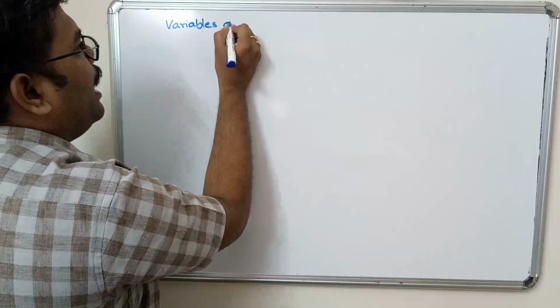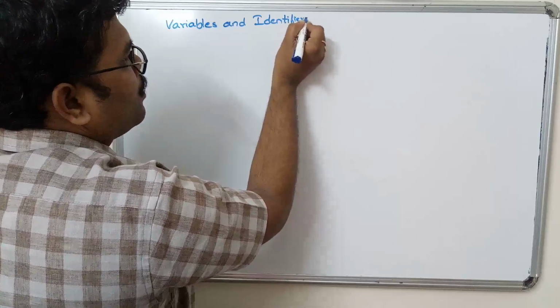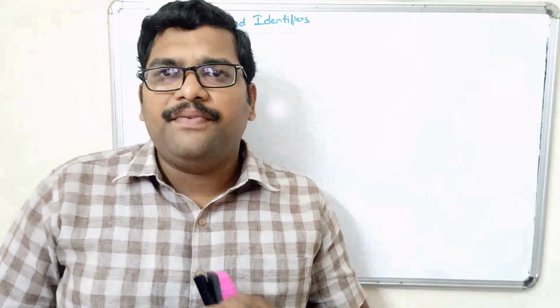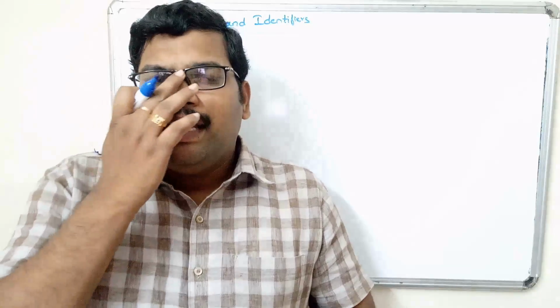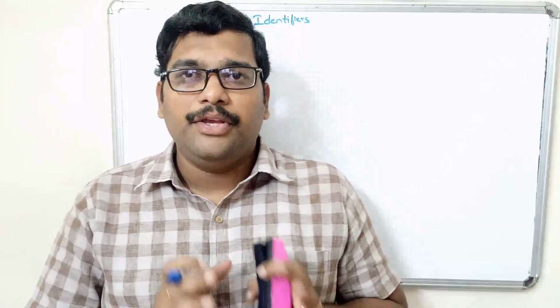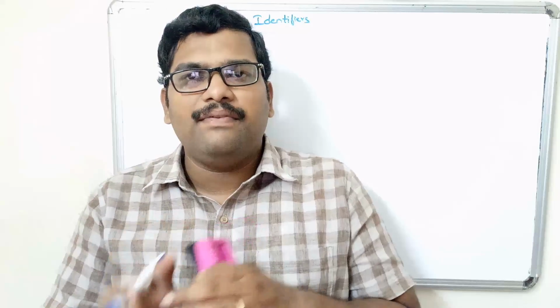Variables and identifiers. As we know, a variable is an alternate name given to some memory locations. This we have seen in C language also. In our system, everything is stored in memory, and that memory has unique addresses, which are in numerical form, and remembering those addresses is somewhat difficult. So that's why we give an alternative name to that particular memory address, and we call it a variable.